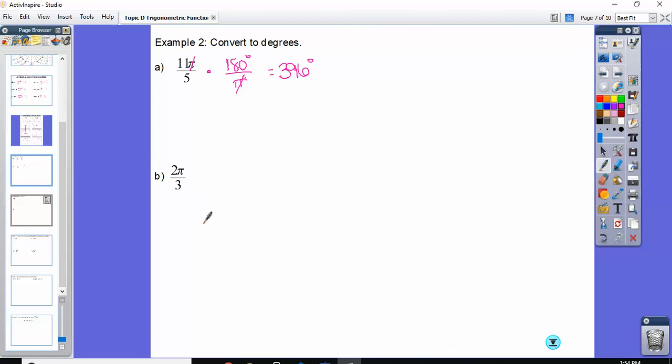2 pi over 3 you shouldn't have to convert. When I see pi over 3, I think 60 degrees. 2 pi over 3 is quadrant 2. 60 degrees in quadrant 2, 180 minus 60 is 120. If you did forget, multiply by 180 over pi. Pi's drop. 2 over 3 times 180 is 120 degrees.